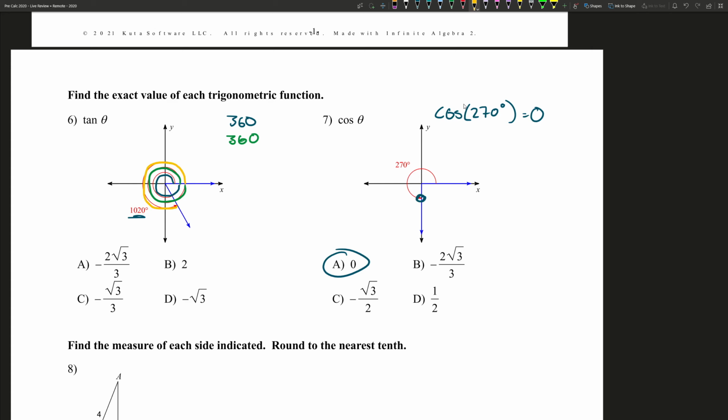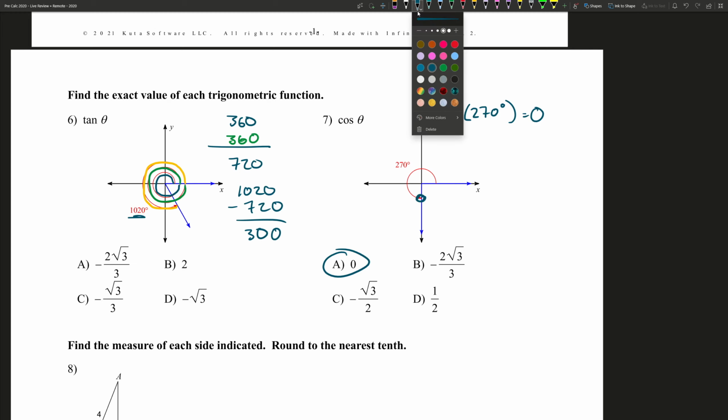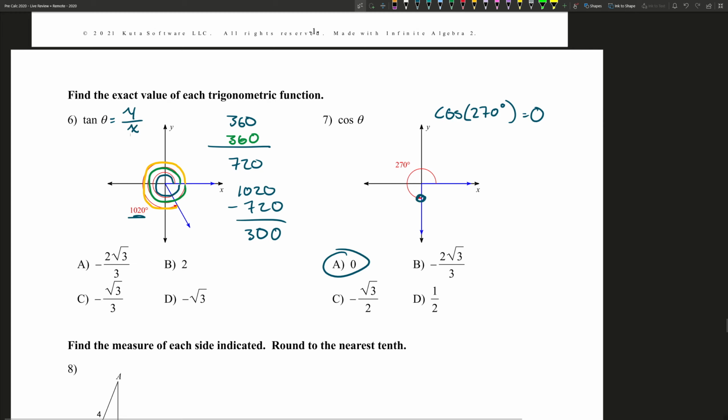If we add 360 and 360 together, we get 720. And then the rest of the angle is just 1020 minus 720, which is 300. So this angle in orange here is just 300 degrees. The rest of the process is the same. We go to 300 degrees. We want the y value over the x value.